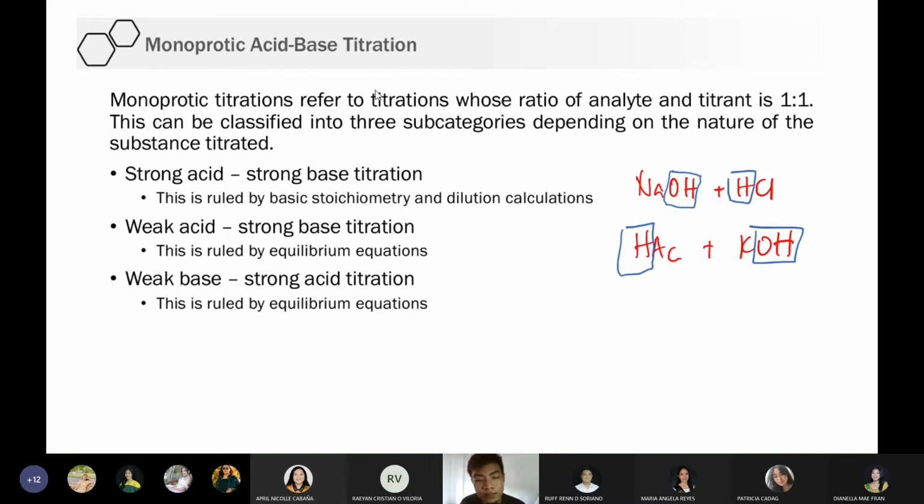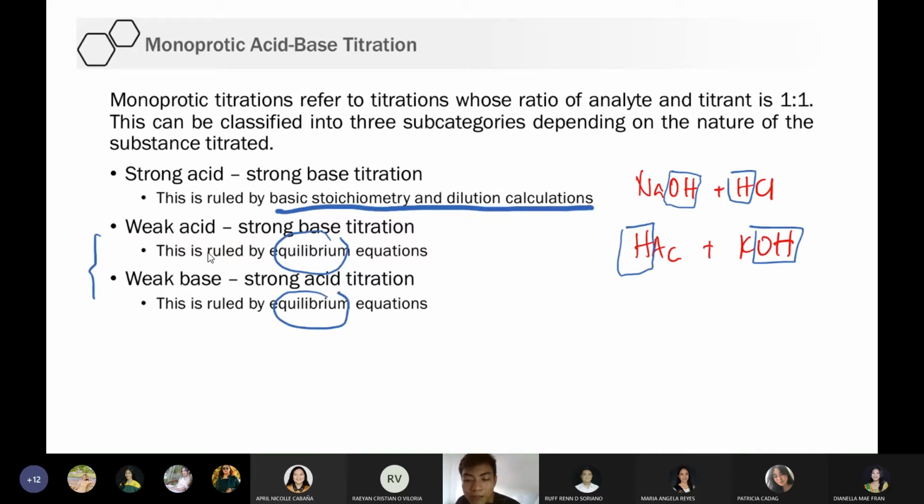Okay, so monoprotic acid-base titration is composed of 3 different subcategories. We have the strong acid, strong base titration, and vice versa, strong base, strong acid titration. We have the weak acid, strong base, and the weak base, strong acid titration. Okay, so ano yung difference nito? Ang equation ba na gagamitin ko dito ay same dito? No. Bakit? Ang difference ng strong acid, strong base titration is that it follows stoichiometry. It follows basic stoich and dilution equations. And that is very different with weak acids and weak bases. Why? Because they follow equilibrium equations.